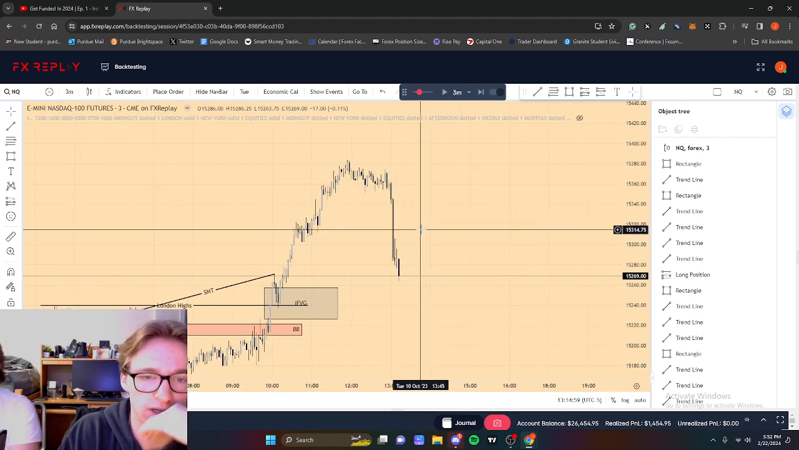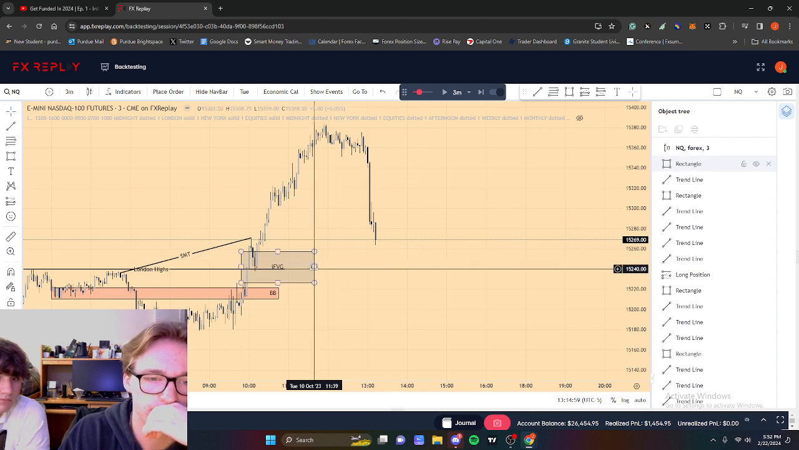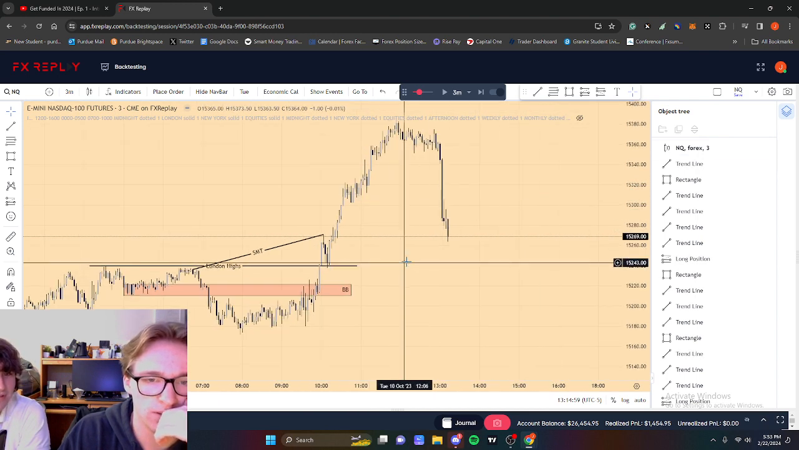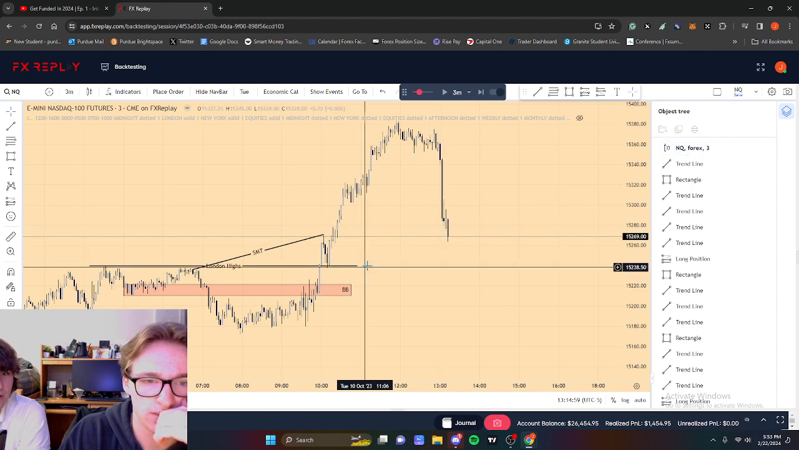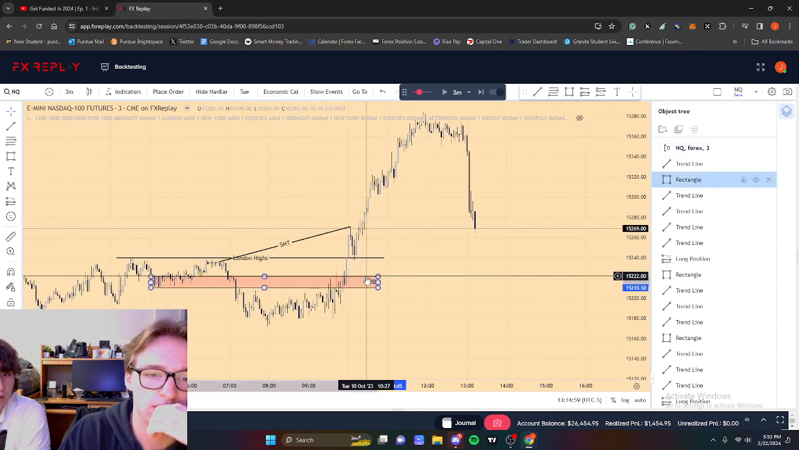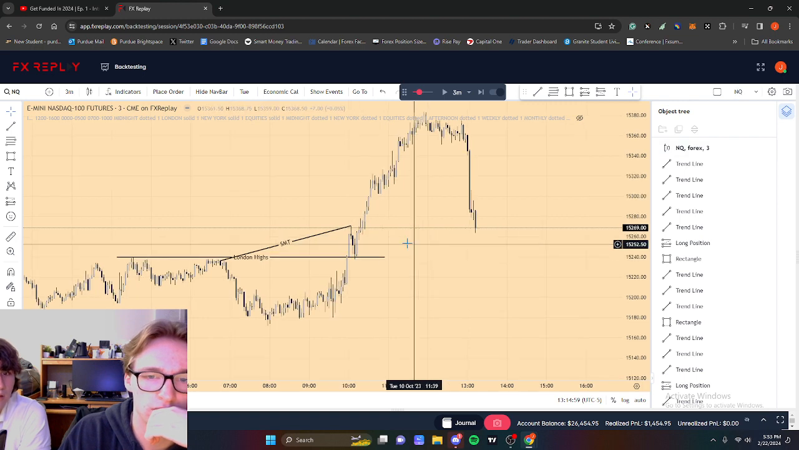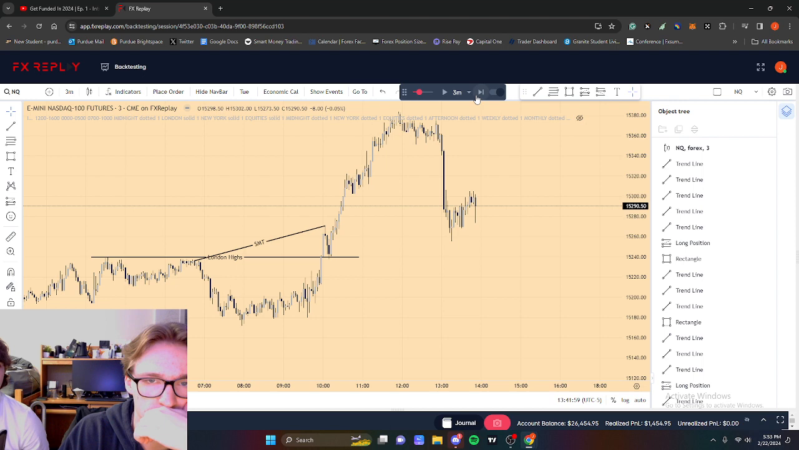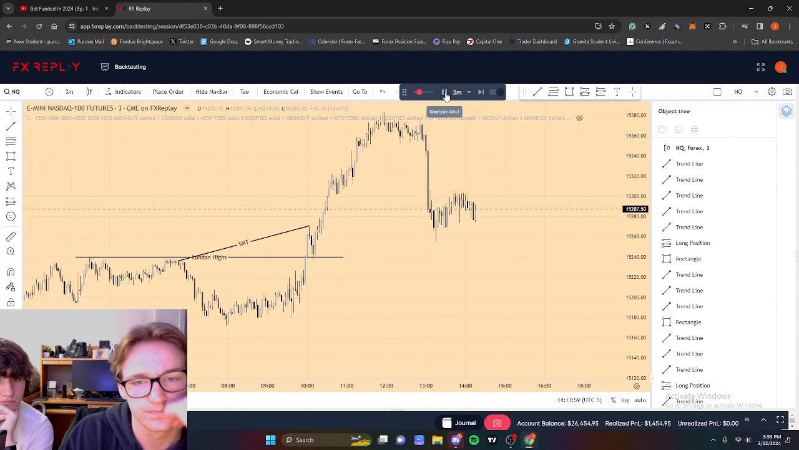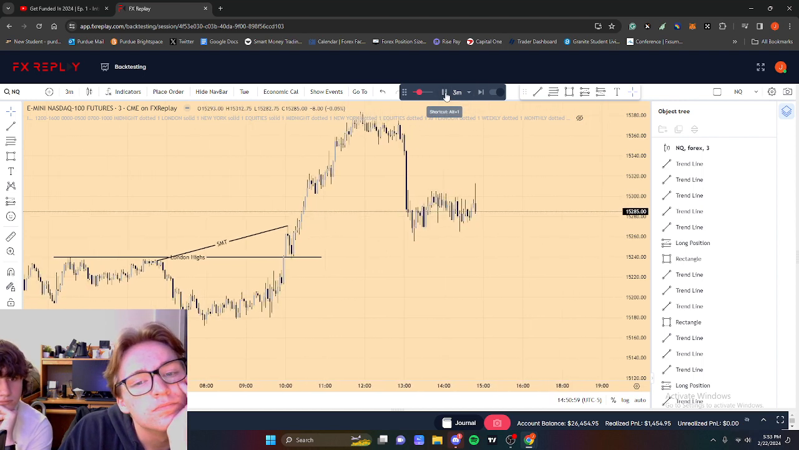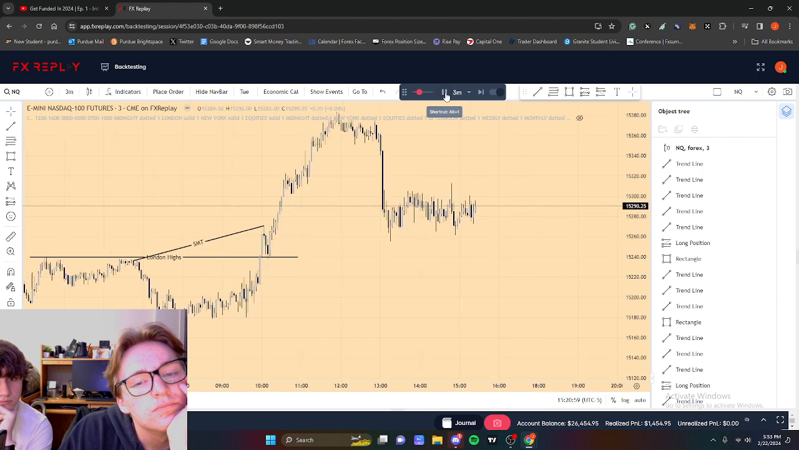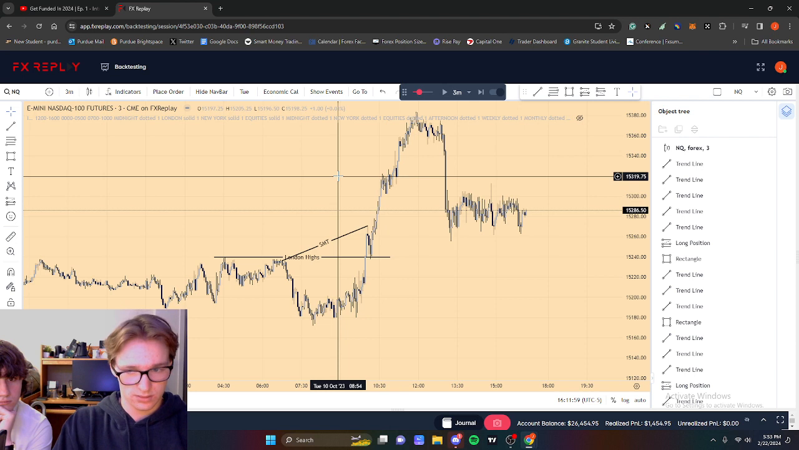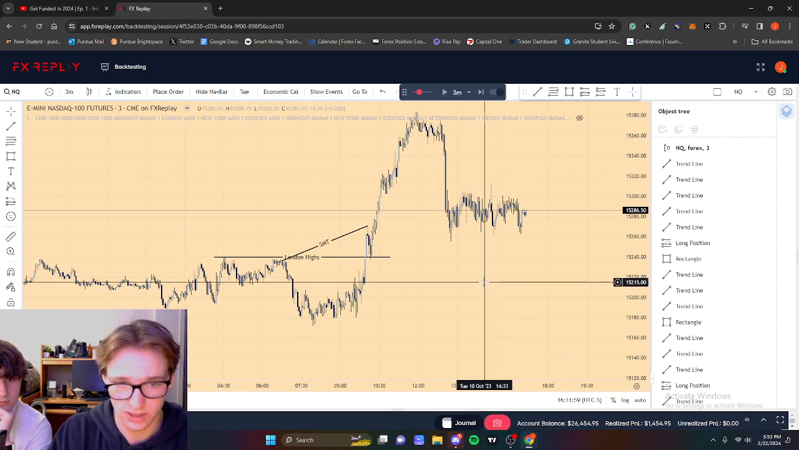We got a big move down right here after he speaks. We could create a breaker block right here, which could be good if we end up closing below this. But I don't know if we will. So yeah, it just looks like nothing happened for this day. So yeah, no trading day for today.